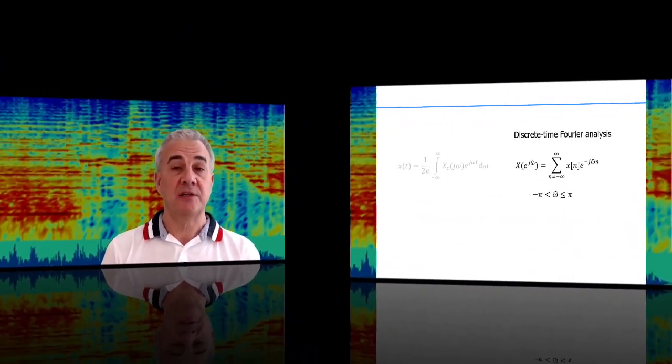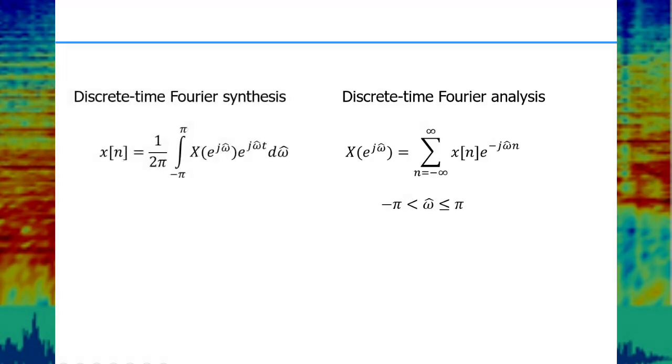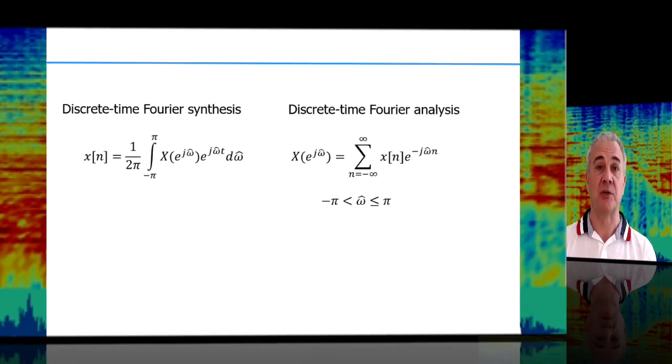The discrete time synthesis expression is very similar to the continuous time version, with only the integral boundaries changed to minus pi and plus pi. So here we are. This is the discrete time Fourier transform, which allows us to transform any discrete time signal. Of course, this must be the equation of the week.